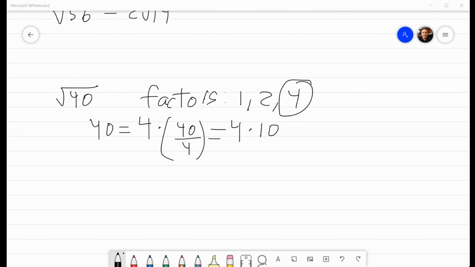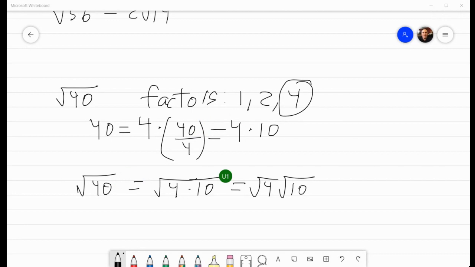Okay, that's good. So from there, we get the square root of 40 is the square root of 4 times 10, which is the square root of 4 times the square root of 10. And we know that's equal to 2 times the square root of 10. The square root of 4 we know is 2. But what about the 10, though? Is the square root of 10 simplified? Well, it turns out the answer is yes, it is.